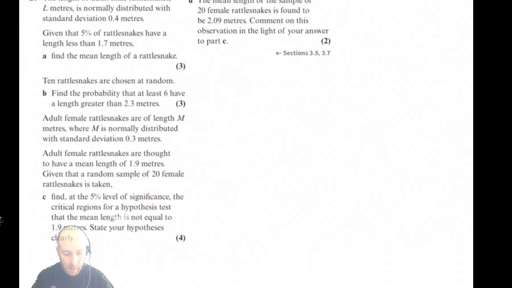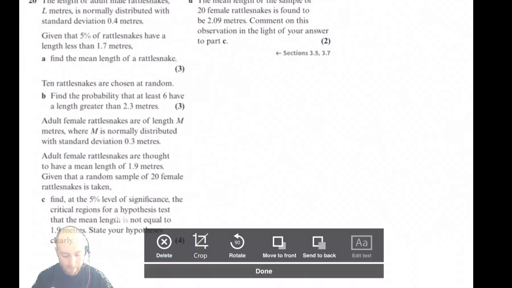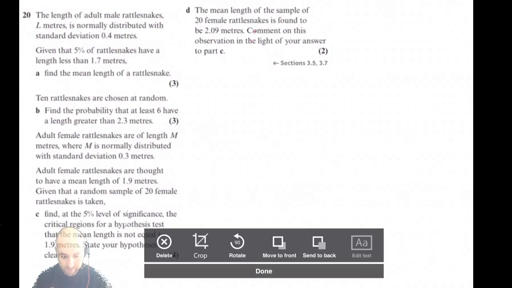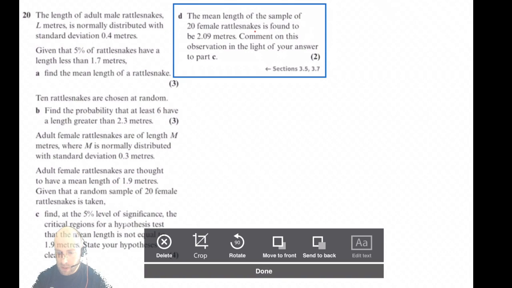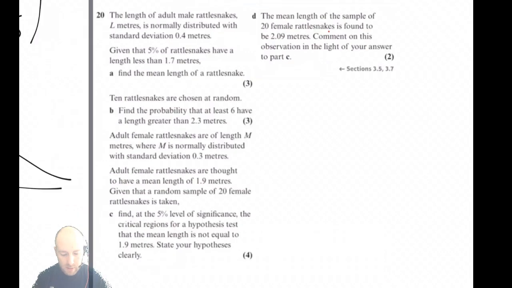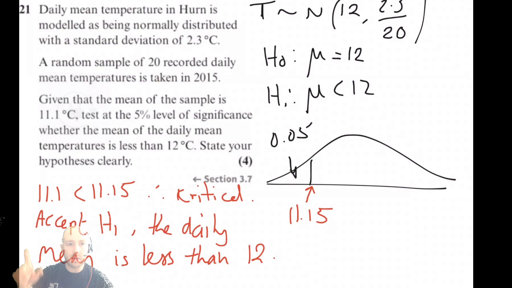Rattlesnakes. Cool. This is a fun question. Love this one. How can we use 0.05? Because Dan, it's a one-tailed test because it just says it's less than 12. So we're only looking for one tail. So we don't divide it by 2.